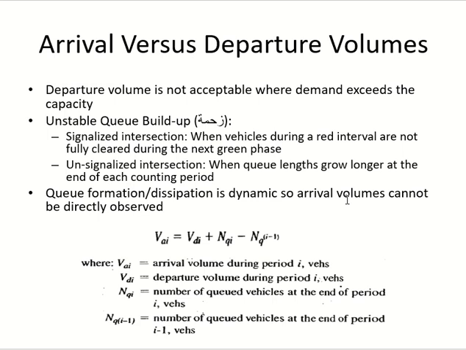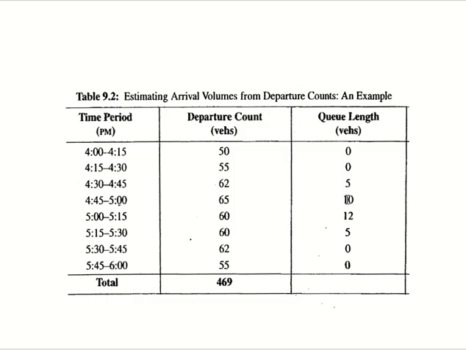Then I have NQI. NQI means the number of vehicles in the queue at the end of time interval I. At the end only. So it's not like you have to count it through the time interval every minute. No, you just do it at the end. And NQI minus 1 is the number of vehicles in the queue before the time interval I. So at the end and at the start, basically. Let us look at an example.